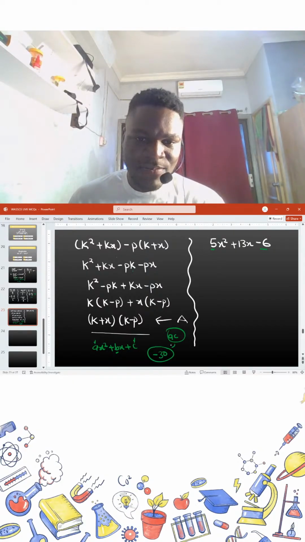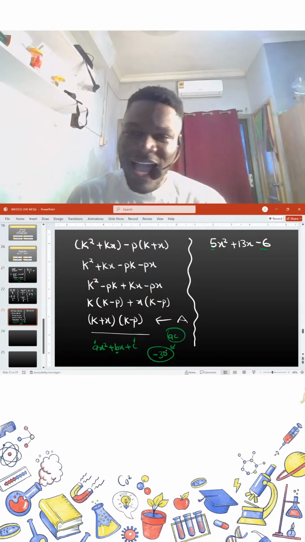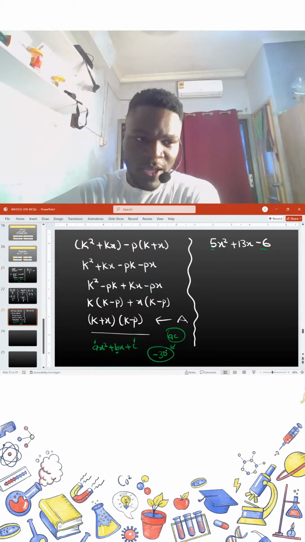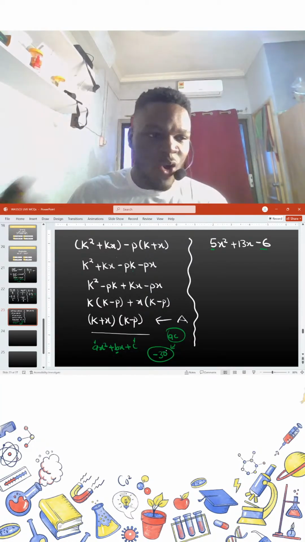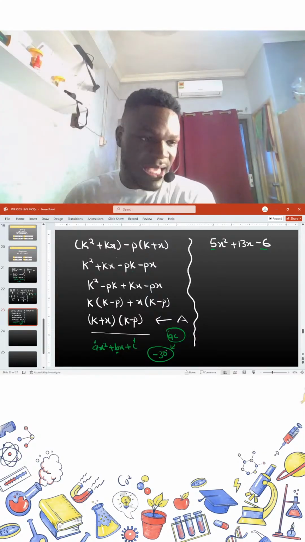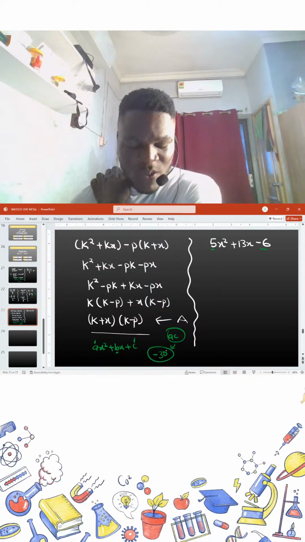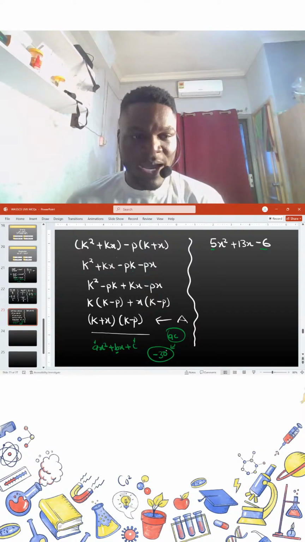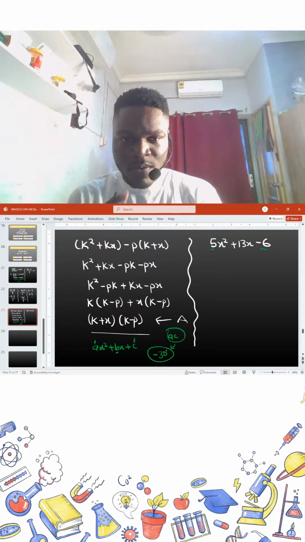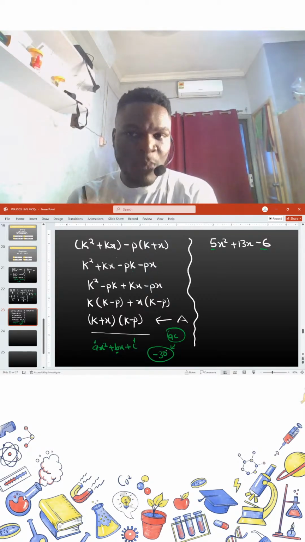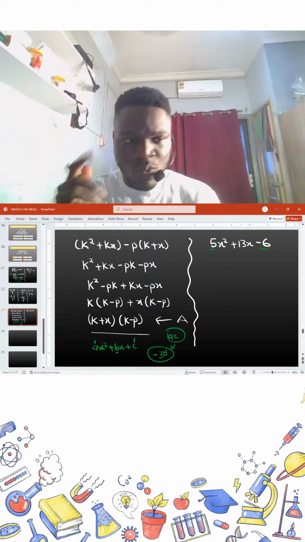Okay, as the AC becomes negative 30 in this case. Now I ask myself, which two numbers, when I multiply, I get negative 30, but when I add or subtract them, I get positive 13. So the possible numbers that come to mind are 15 and 2. Precisely positive 15 and negative 2. Because positive 15 multiplied by negative 2 will give me negative 30. But if I add them, that is positive 15 plus negative 2, I will get positive 13, which is the middle number. So we will use that.